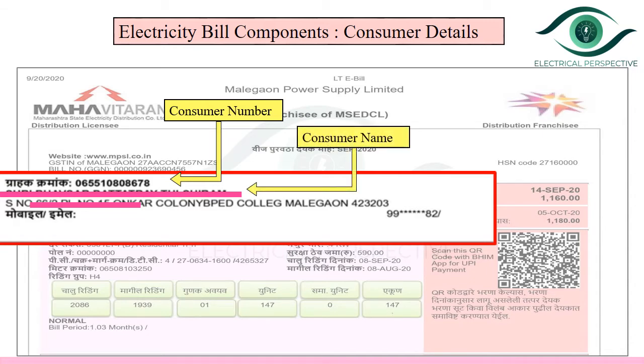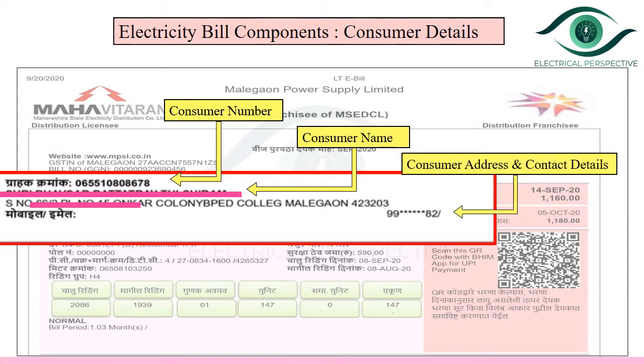Next one is the consumer name, meaning the name of the person who owns the connection. Then the consumer address, that is the address of the residence where the meter is installed, which is also mentioned on your electricity bill. Next are the contact details. These are the communication points, that is your email ID and your mobile number. These are the communication points for MSEDCL to update the consumer about meter reading, bills, payment, power cuts, complaints or other intimations.